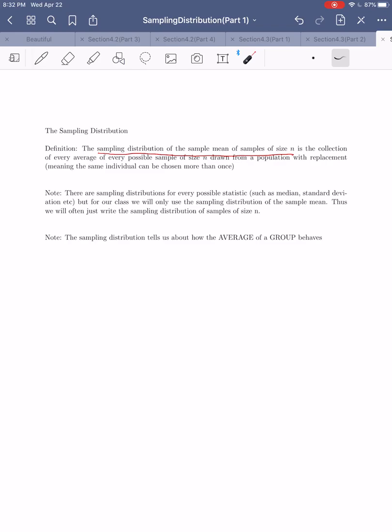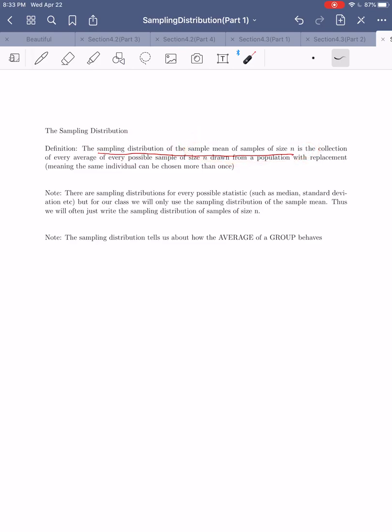So the sampling distribution is very complex. From your population, you first have to take every possible sample of a particular size. So you might want to build the sampling distribution of samples of size 10. You need to take every possible group of 10 individuals from your population. Then for every one of those samples, you calculate the average of the individuals in that sample. Once you've calculated the averages of all the possible samples, all those averages make up what we call the sampling distribution of the sample mean of samples of size n.